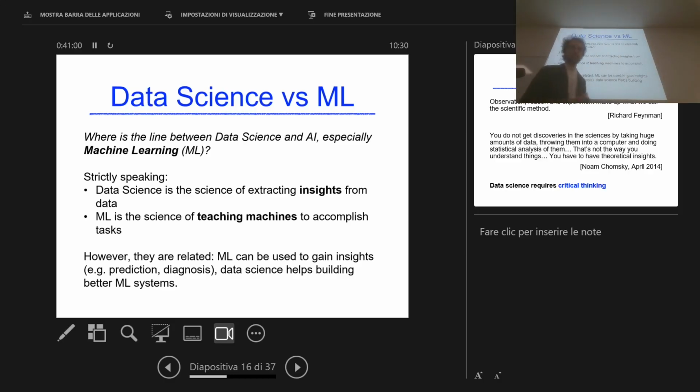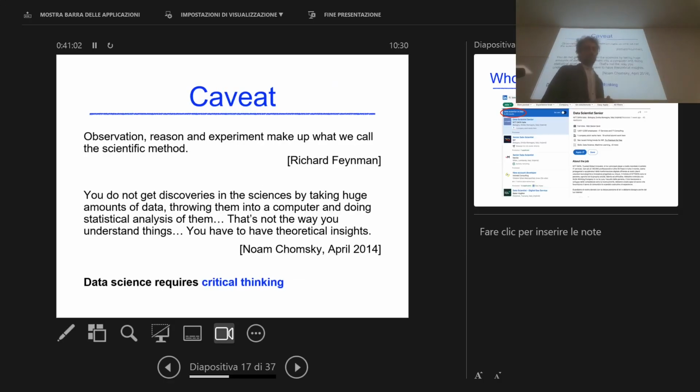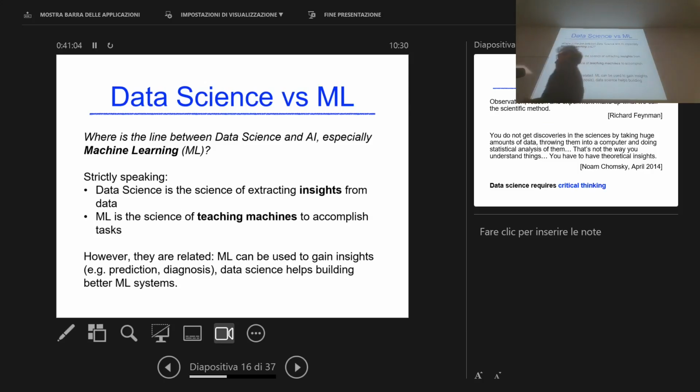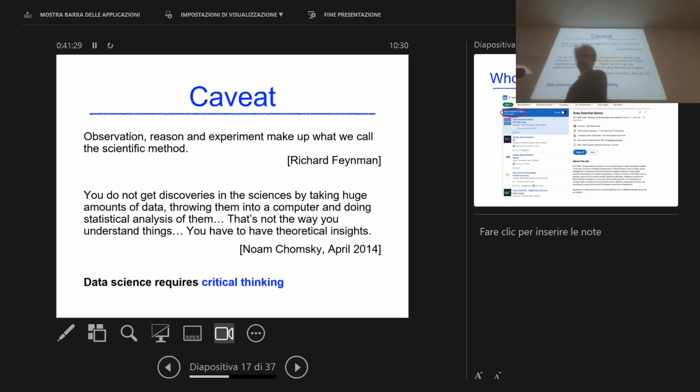We don't really mind this distinction, okay? It's just to at least try to define the terminology a bit better. So data science is not a subfield of machine learning, and machine learning is not a subfield of data science. They are different fields, okay? And they have intersections.